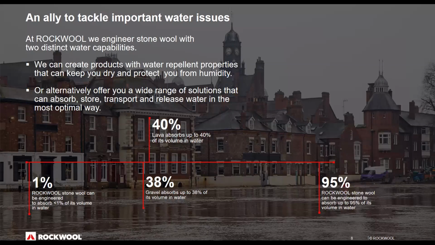Our products primarily are designed so they don't absorb water. We don't want them to absorb water in buildings, but we can re-engineer them so they absorb up to 95% of the water which comes into the product, which is used, of course, for the hydroponics, but also for these products which are used for water management. So it's all stone, but it's quite amazing what we can do with it.